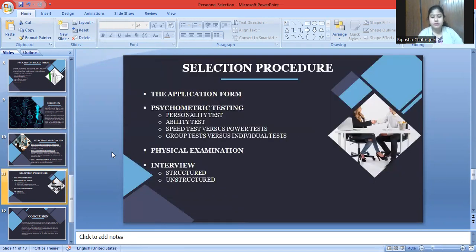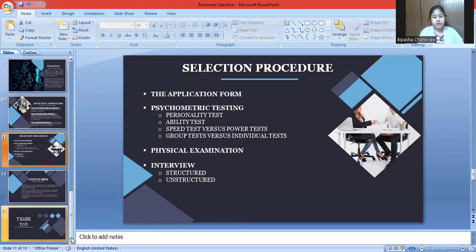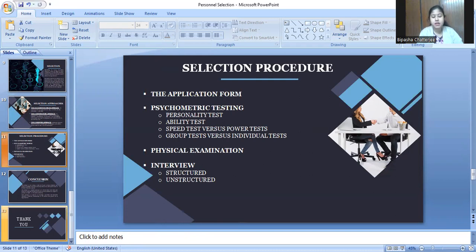And as I said, we have psychometric testing nowadays, physical examination, and of course the interview, structured or unstructured. So you kind of just go with the flow, as and when the question answering part is done. So in this way, we are focusing on the recruitment and selection procedure.